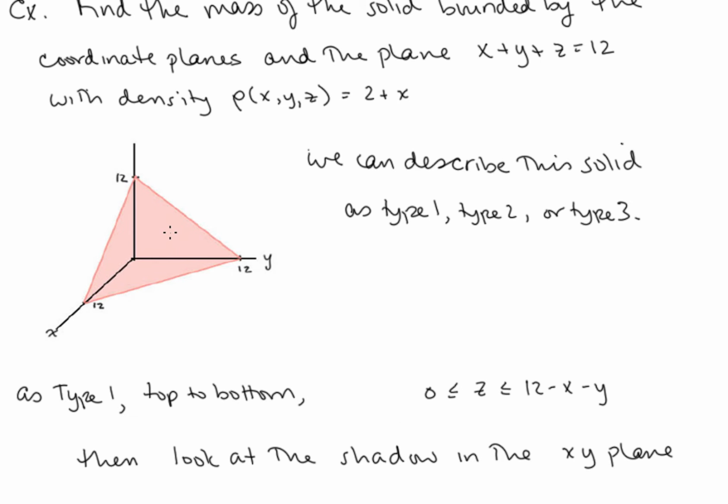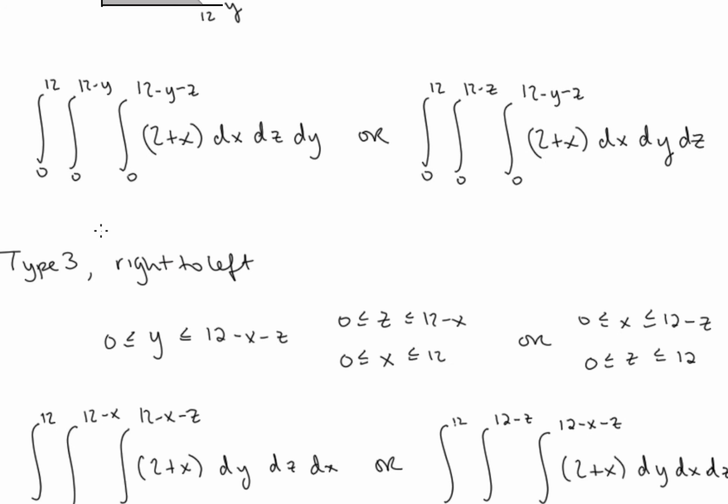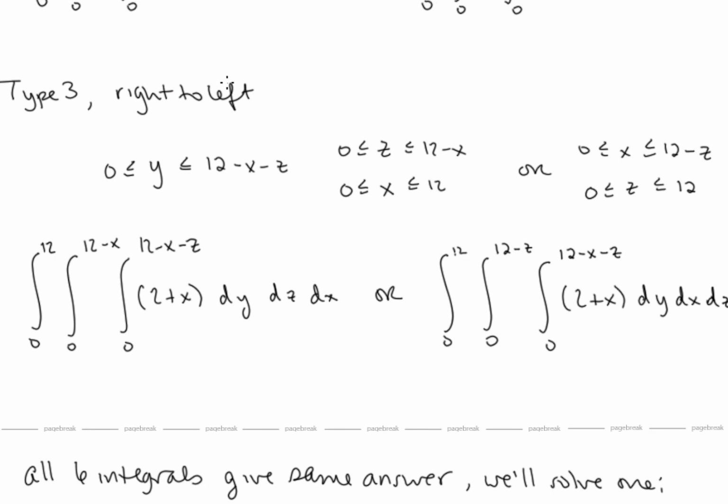So here's our right surface, and our left surface is the xz plane. And now the shadow in the xz plane is just this region here. So we've got the line z equals 12 minus x, or x equals 12 minus z, depending on how we want to describe that two-dimensional region. So we've got these two ways to describe that region, and so we've got these two triple integrals.